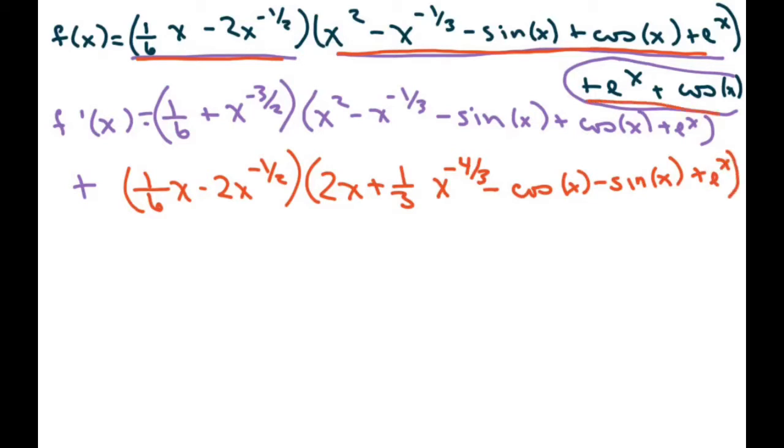Okay, for the two tag-along guys, then we're going to add the derivative of e to the x, which is just e to the x, and the derivative of cosine is negative sine. And that's all. The next set we're going to do is just practice with the quotient rule.